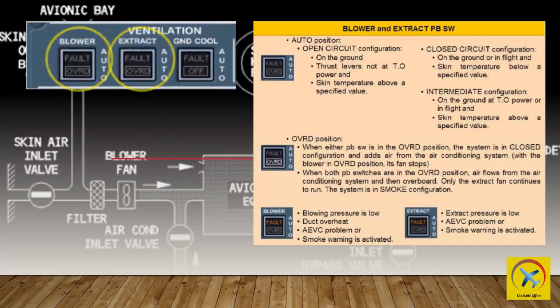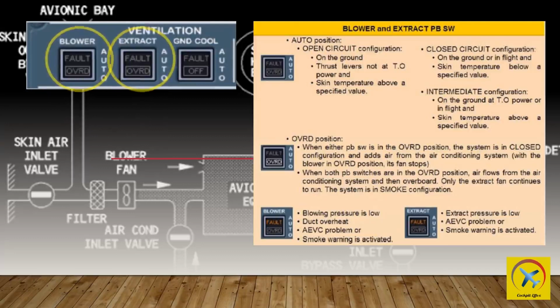Secondly, it will be in closed circuit configuration when the aircraft is on the ground or in flight and the skin temperature is below a specified value. Thirdly, it will be in intermediate configuration when the aircraft is on the ground at takeoff power or in flight and the skin temperature is above a specified value.